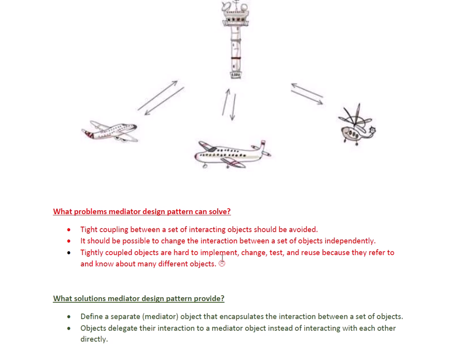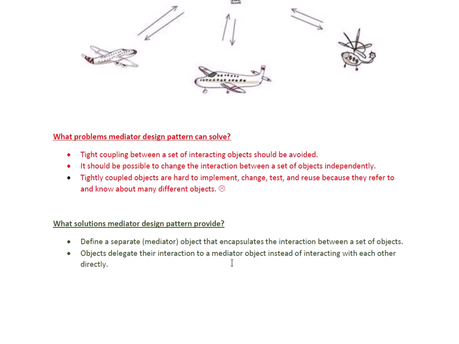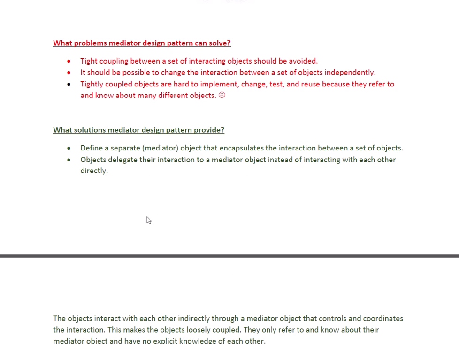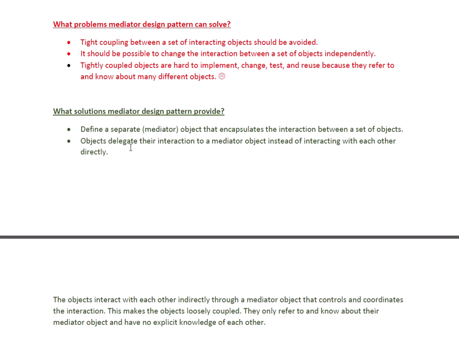Tightly coupled objects are hard to implement, change, test, and reuse because they refer to and they know about many different objects. So what solution does the mediator design pattern provide? Define a separate object which is called mediator that encapsulates the interaction between a set of objects. Instead of one object referencing another object directly to achieve this interaction, this pattern provides a solution where you define a separate object, called mediator, and that particular object encapsulates the interaction between a set of objects.